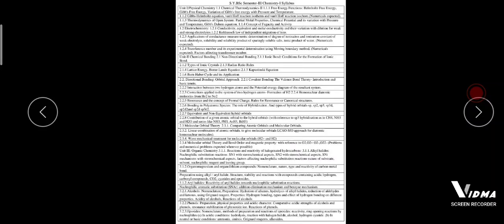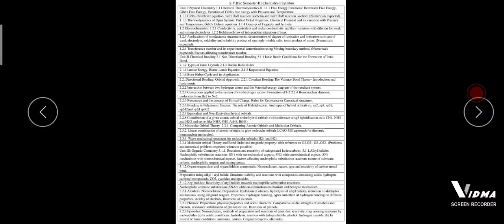In case of the directional bonding, we have to see covalent bonding. In that VBT, valence bond theory is there, its introduction. Then we have to see the interaction between two hydrogen atoms and the potential energy diagram of the resultant system. Then corrections applied for the system of two hydrogen atoms. Then the formation of the H2 molecule. Then homonuclear molecules like helium and neon that we have to see.